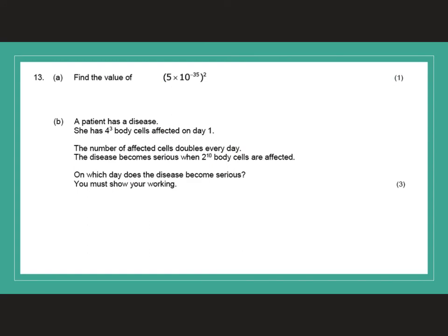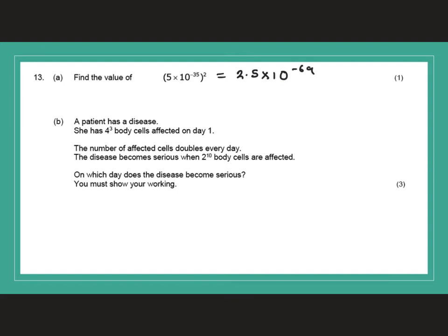Question 13, part A. Find the value of this number here. Well, if you input it into your calculator, you get 2.5 multiplied by 10 to the negative 69. So a patient has a disease. She has 4 cubed body cells affected on day 1. The number of affected cells doubles every day. The disease becomes serious when 2 to the power 10 body cells are affected. On which day does the disease become serious?